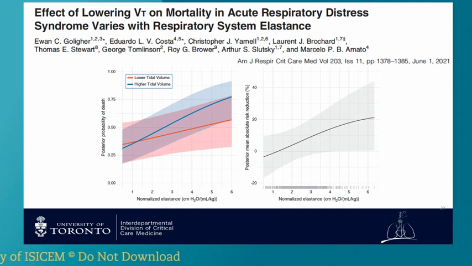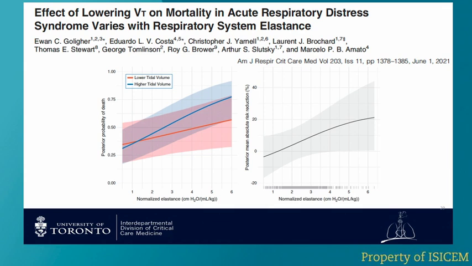This is a secondary analysis of the ARDSNet study showing that all of this difference in mortality was driven by patients with high elastance or low compliance. In other words, it was driving pressure, it was lowering driving pressures when they were high in some patients, or making them high in the control group, that led to these differences in mortality, it seems.